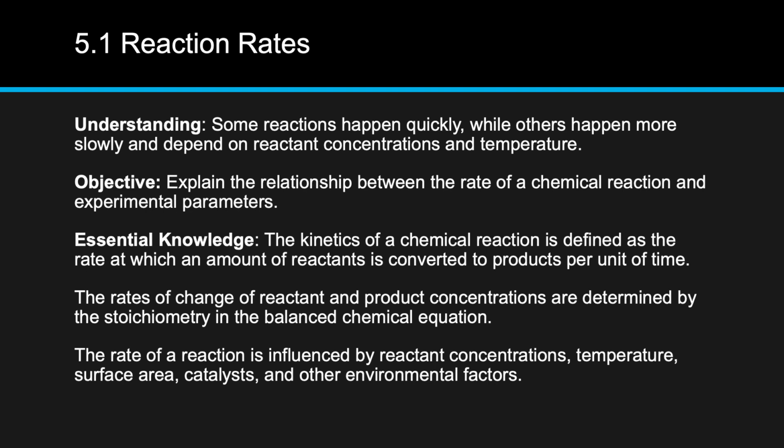All right, so 5.1 goes through reaction rates. You need to understand that some reactions happen quickly while others happen more slowly and depend on reactant concentrations and temperature. At the end of this lesson, you should be able to explain the relationship between the rate of a chemical reaction and the experimental parameters.